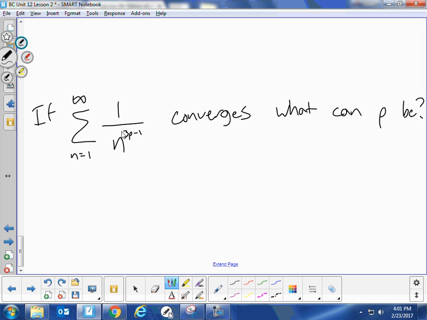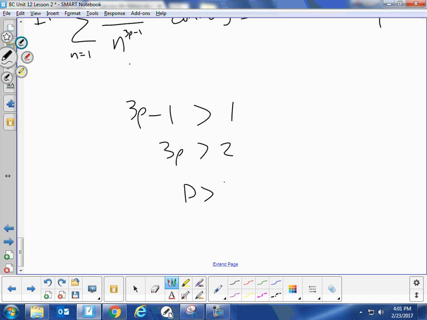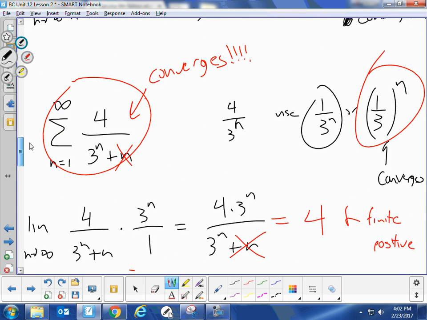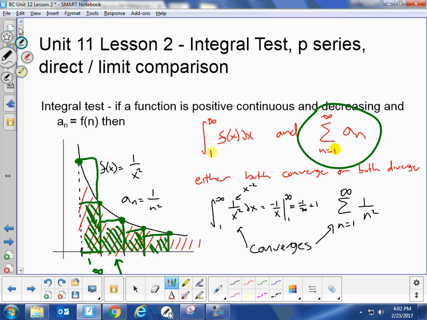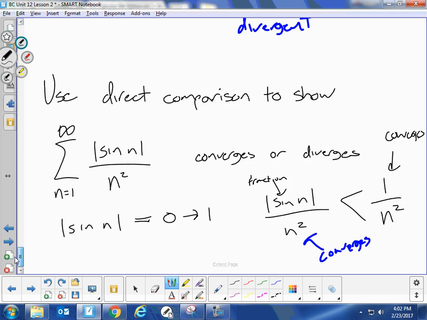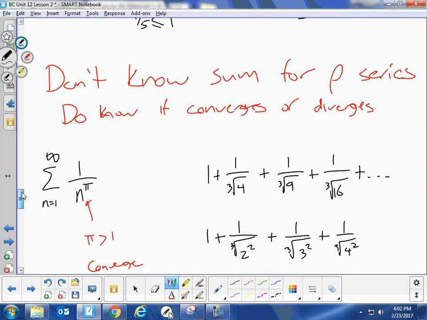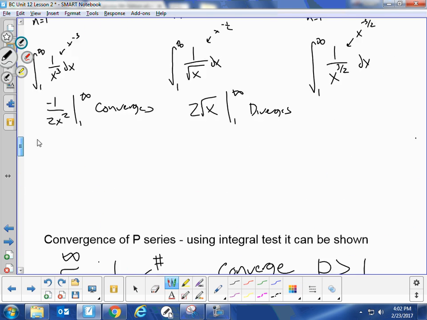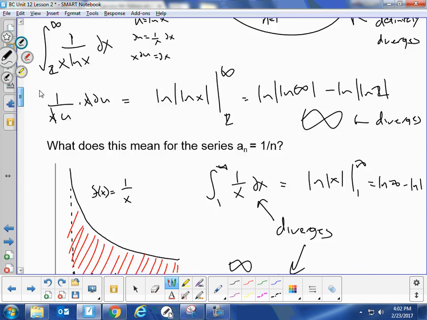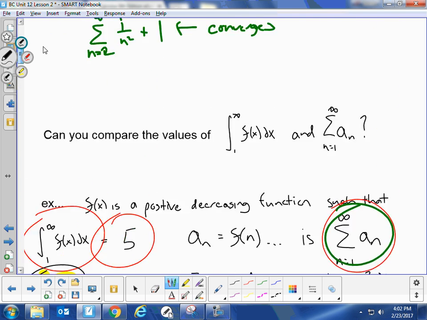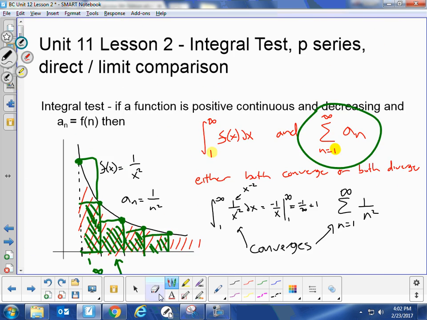Finally, if we have something 1 over n to the 3p minus 1, if that converges, what can p be? Well, we know that 3p minus 1 has to be greater than 1. So we solve that, and we get p has to be bigger than 2/3. Okay? So limit comparison is very, very helpful. Direct comparison will definitely be helpful, but it's tougher to use. It will be used perfectly in certain situations. Then we have a p-series. If p is greater than 1, we know we're going to converge. And we have our integral test to also tell if we are converging or diverging. That's it. Thank you.